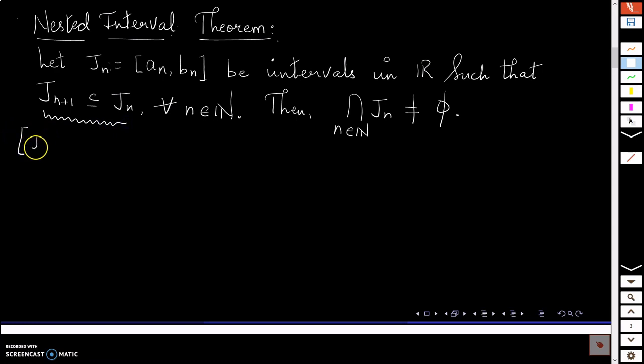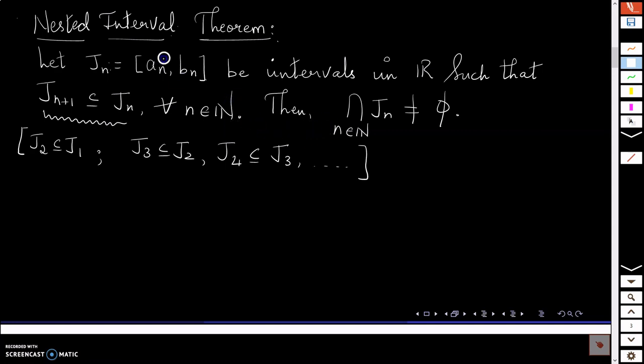J2 is contained inside J1. Again, J3 is there inside J2. J4 is there inside J3. Okay, and this keeps on moving, and this is what this condition tells me. And this is happening for each n in the set of natural numbers.